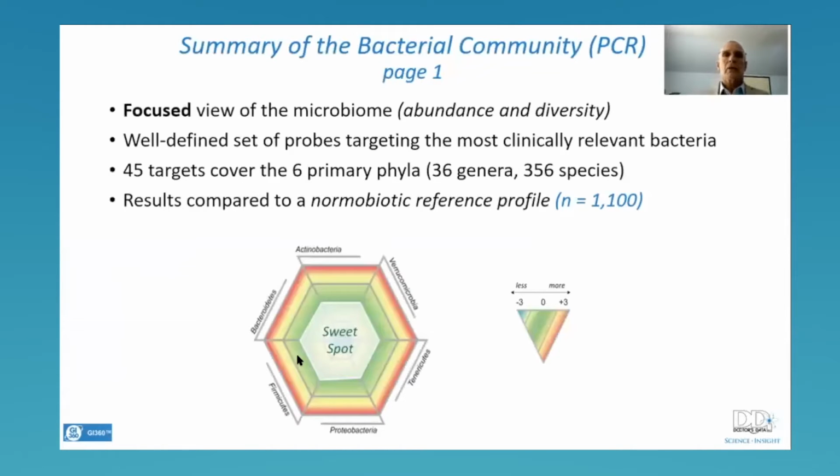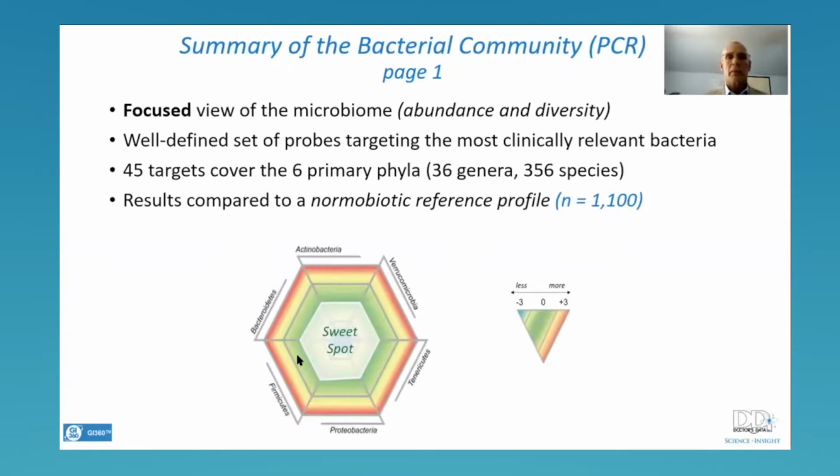Now, let's go to page 1 of the report. Let's start our walk through the report. We start out with a very focused view of the microbiome abundance and diversity. And we use a very well-defined set of probes targeting the most clinically relevant bacteria. So we use 45 targets covering the 6 primary phyla. That's inclusive of 36 genera and 356 species.